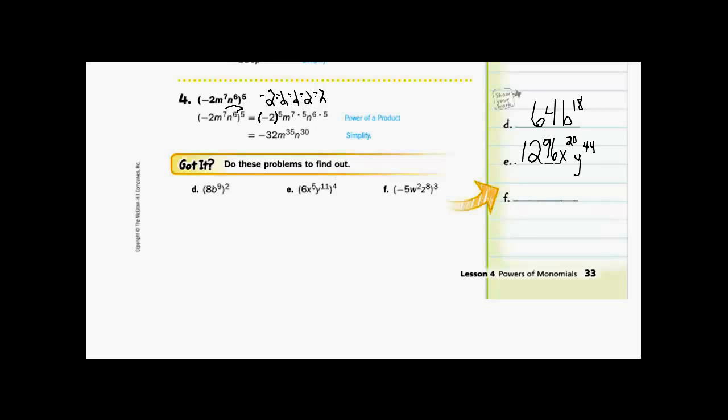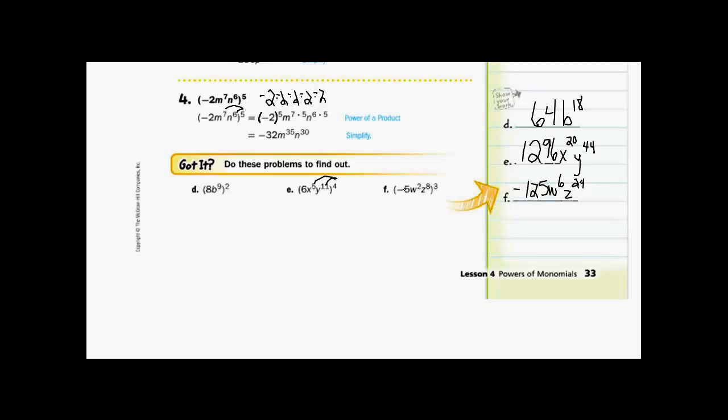We are multiplying exponents here. Remember, when you raise a power to a power, you multiply. So for F, negative 5 times itself 3 times gives you a negative 125, w to the 6th, z to the 24th. Notice that the only thing in here that's negative is the 5, so do not think that this is a negative 2 for some reason. It's just the negative 5.